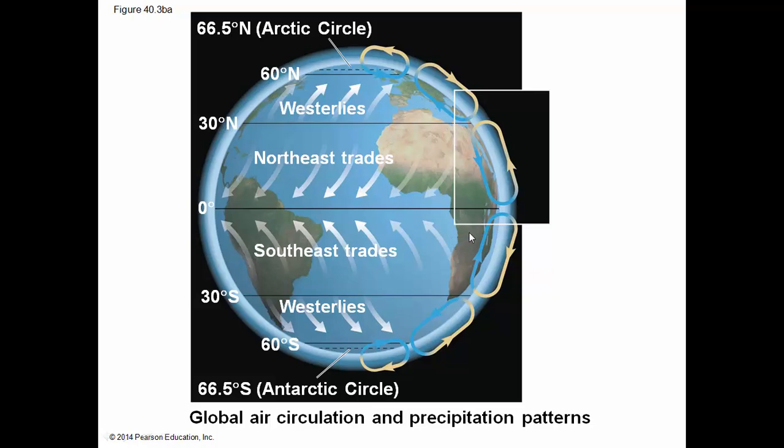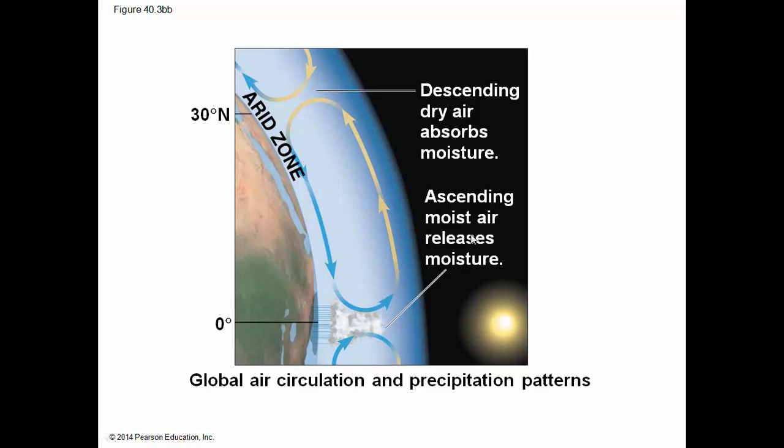Okay, so global air circulation and precipitation patterns. Here we're going into it in a little bit greater detail. Okay, so basically I've described to you what's going on here.